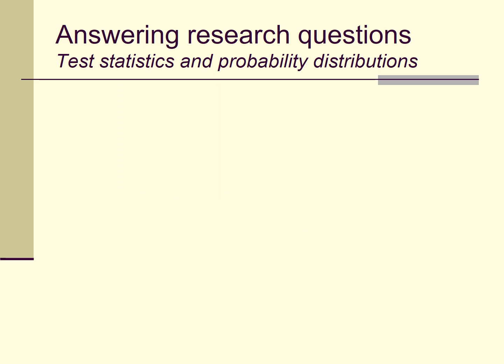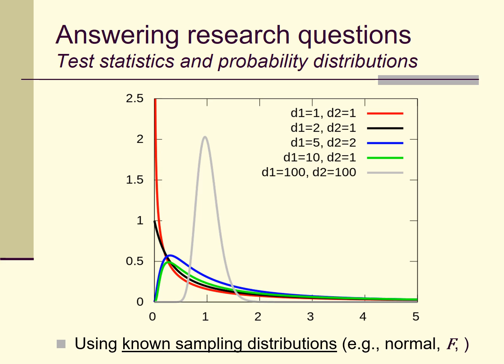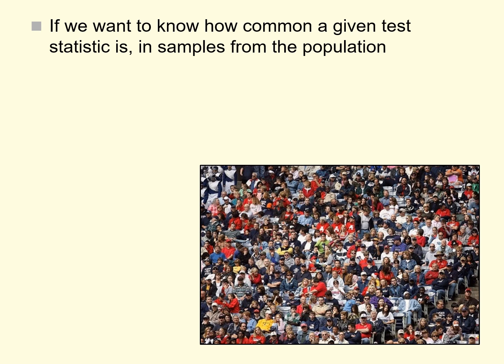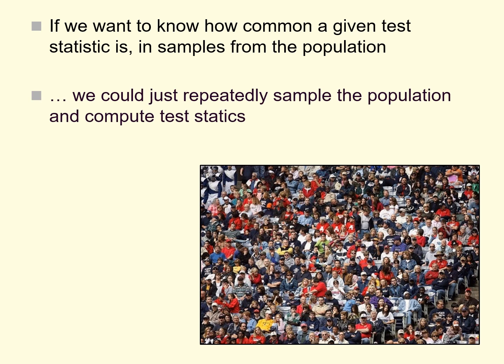Well, we could determine the likelihood of a particular test statistic if we considered it in the context of a known sampling distribution for that test statistic. That is, the sampling distribution that we would get if we repeatedly sampled from the same population and computed the same test statistic. Think about it this way. If we wanted to know how common a given test statistic is in samples from the population, we could just repeatedly sample the same population and repeatedly compute test statistics.